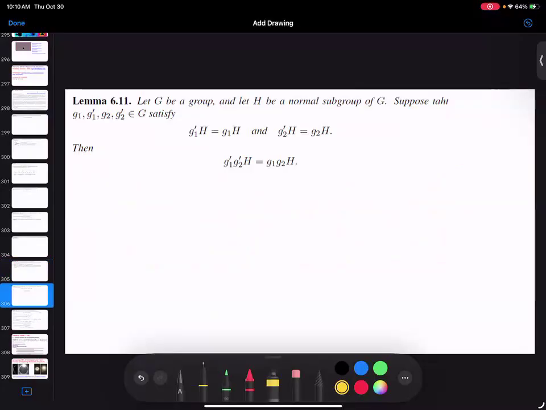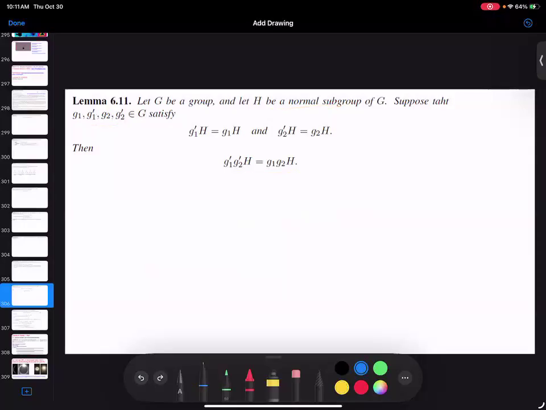Okay. Let G be a group. H is a normal subgroup. Suppose that if we have g1, g1 prime, g2, g2 prime all in G, imagine g1 prime H equals g1H and g2 prime H equals g2H, then g1 prime g2 prime H equals g1 g2 H. This is basically saying what you would expect to have happened. Notice it's saying that we have a normal subgroup.